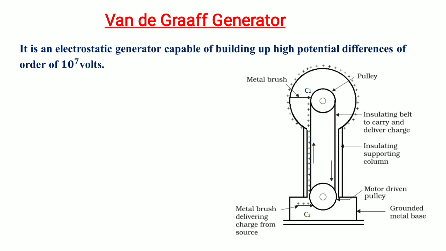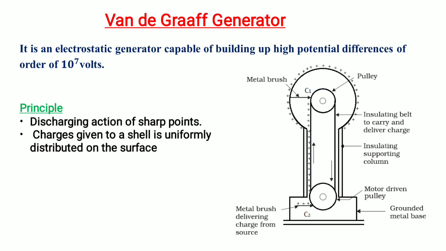At the top, there is another metallic brush C1, you can see. That is connected to the hollow metallic surface. So these positive charges are collected and accumulated on the surface of that spherical shell. As time increases, the number of charges on the metallic surface increases gradually. So you can maintain a high potential difference with respect to ground. Ground potential we are taking as 0.